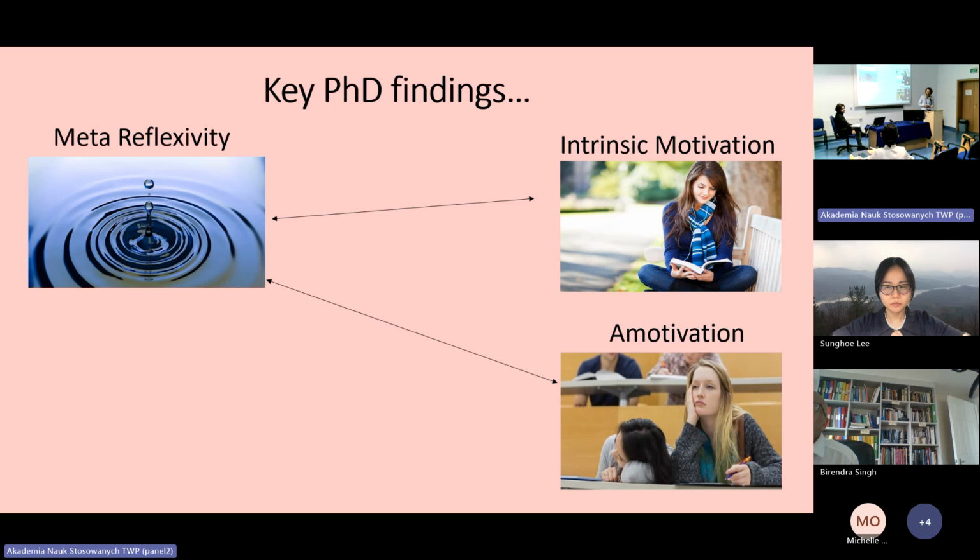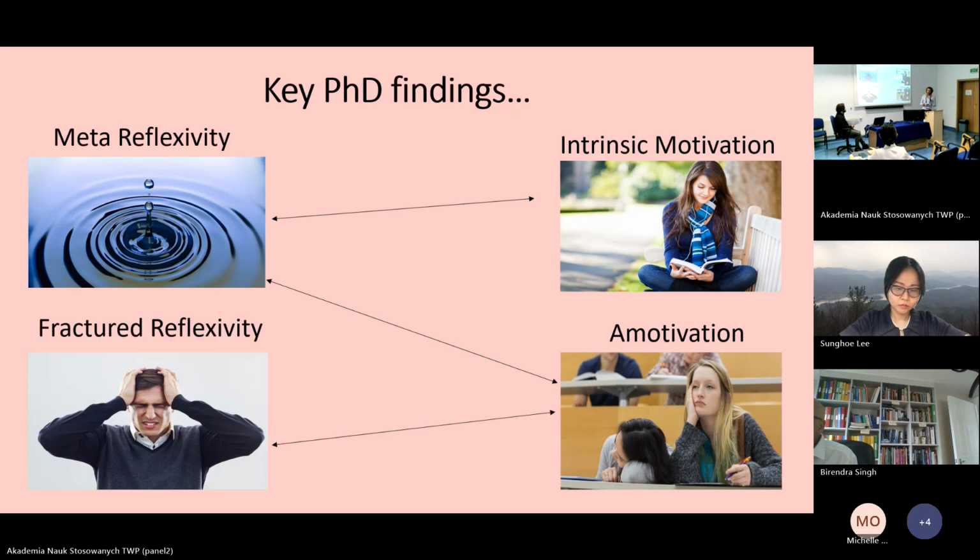The opposite is true with meta-reflexivity and amotivation. The more reflective students are, the less likely they are to feel amotivated, the less likely they are to say, I don't know why I come to university and I wonder whether I should continue. There was another positive correlation though, and that was with fractured reflexivity and amotivation. So the more students struggle to make decisions, the more they find that when making decisions, they tend to feel distressed and disoriented, and the more unable to sort of make plans they feel, the more likely they are to be amotivated. So that's a positive correlation there.